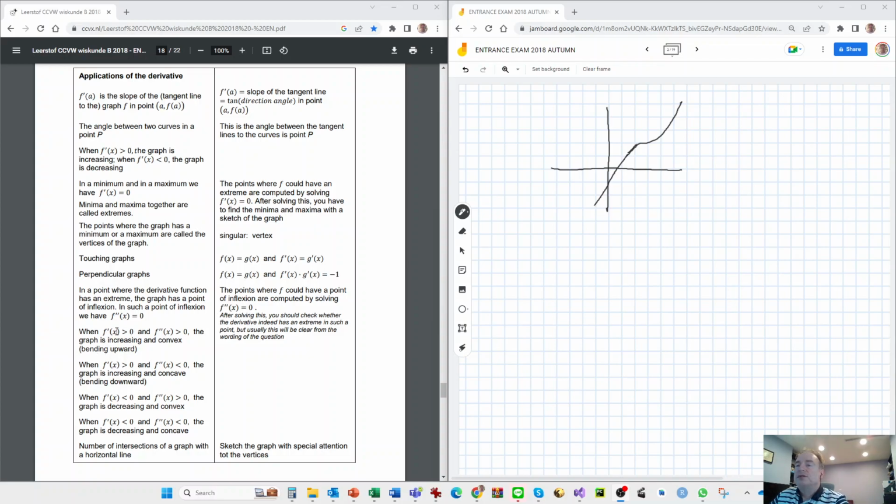So we already know the sign of the derivative tells you if the function is increasing or not. And then on top, the sign of the second derivative will tell you if it's convex or concave. And earlier on, I already explained what convex and concave means.